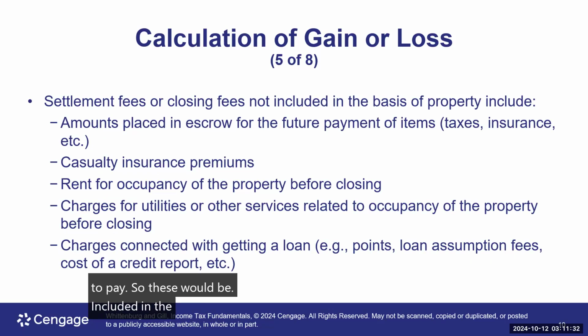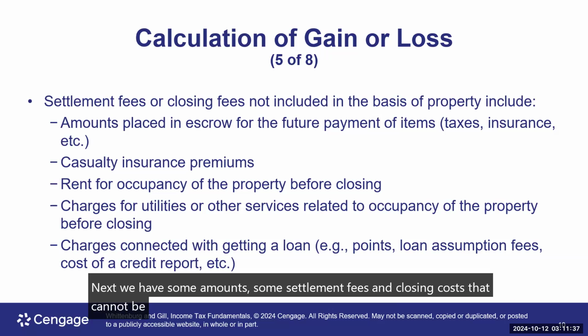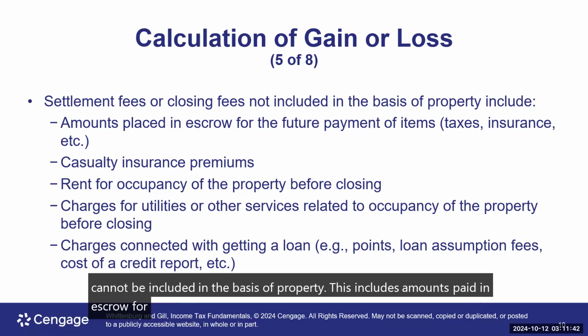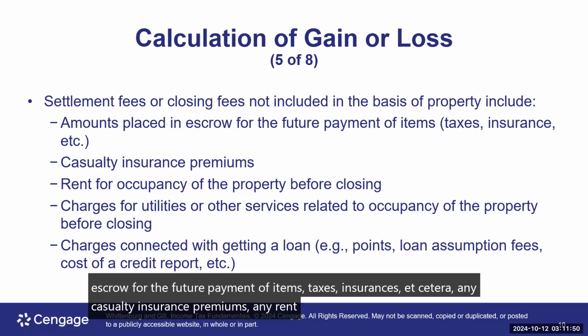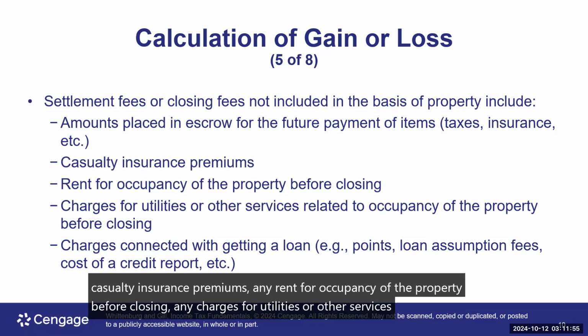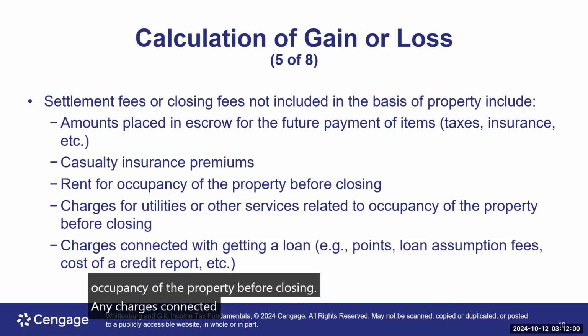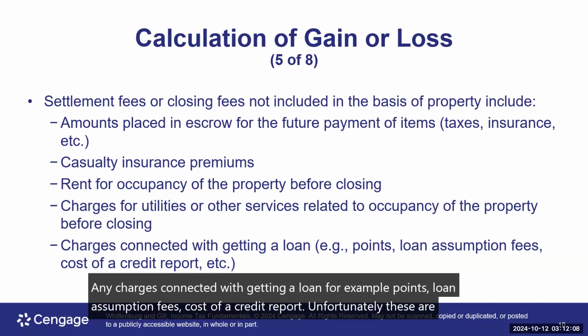Next, we have some settlement fees and closing costs that cannot be included in the basis of property. This includes amounts paid in escrow for the future payment of items, taxes, insurances, etc., any casualty insurance premiums, any rent for occupancy of the property before closing, any charges for utilities or other services related to occupancy of the property before closing, any charges connected with getting the loan, for example, points, loan assumption fees, cost of a credit report. Unfortunately, these are not considered deductible.